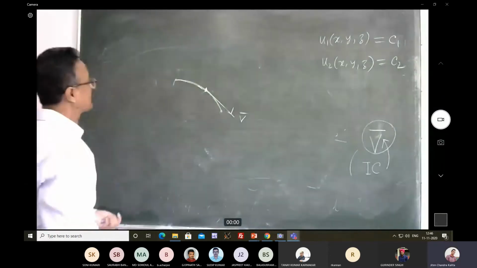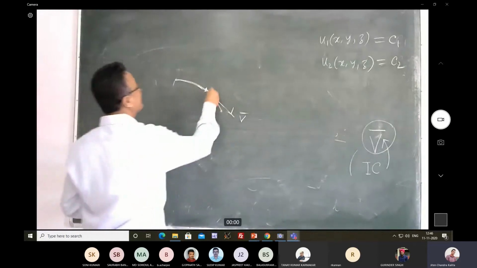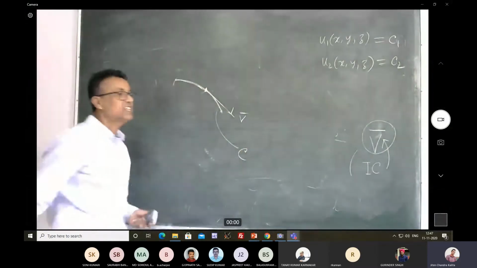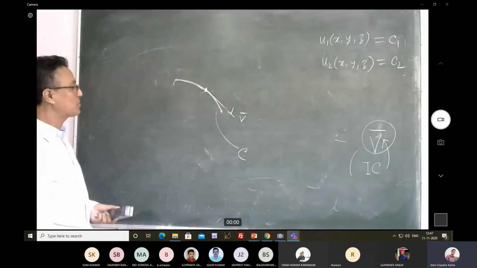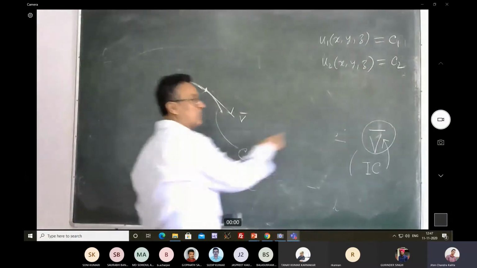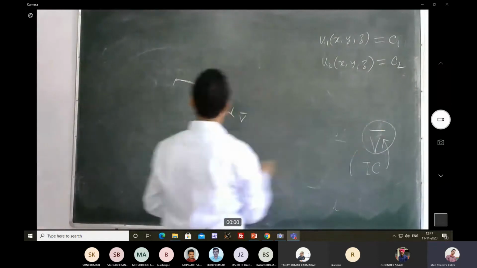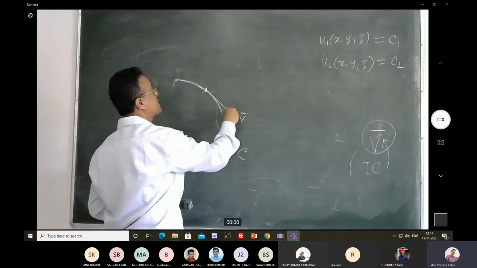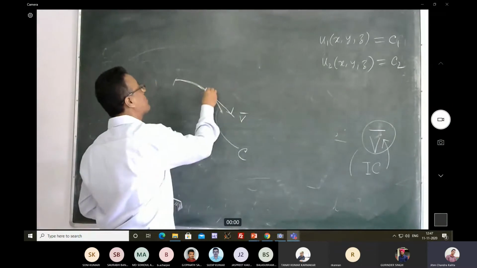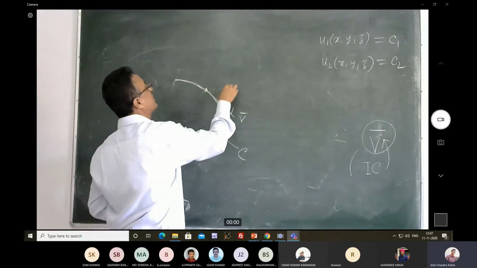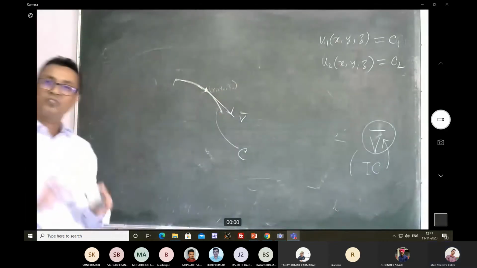Okay, suppose I am considering a curve C in space. If this curve C is an integral curve for this vector V, then what must happen at each point? V must be tangent to the curve. Suppose I'm simply thinking about a fixed point, say x0, y0, z0.